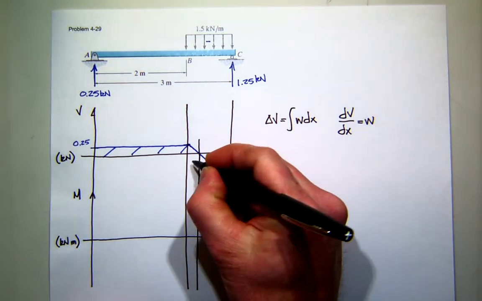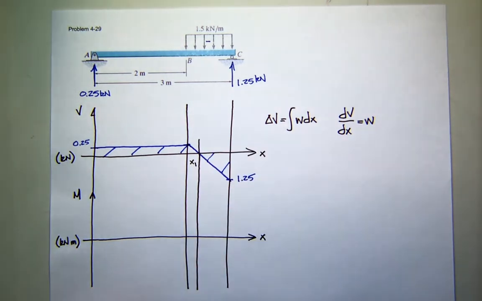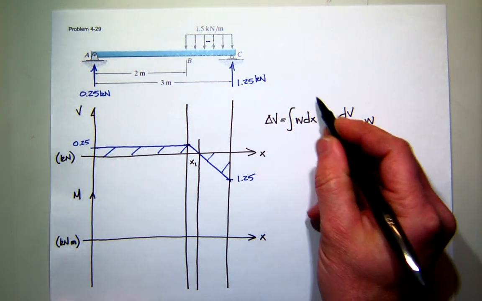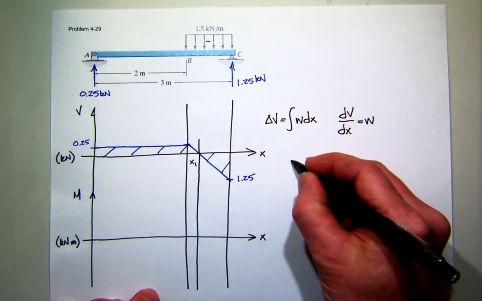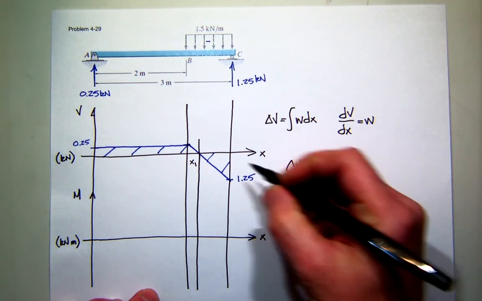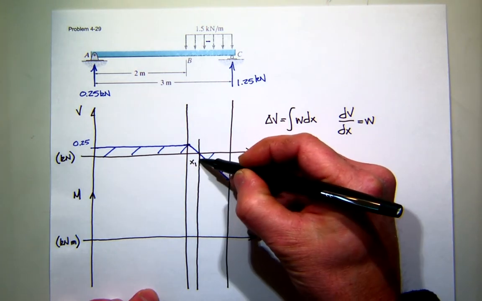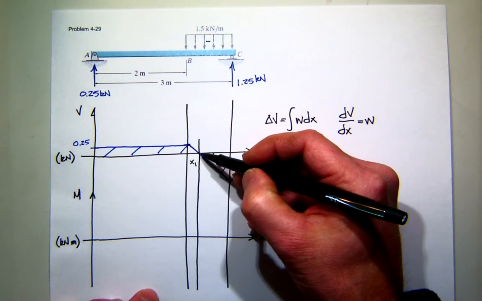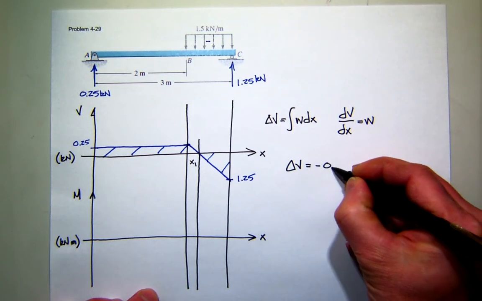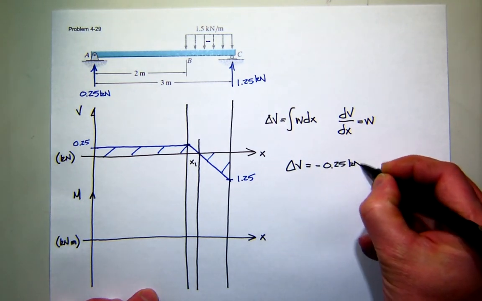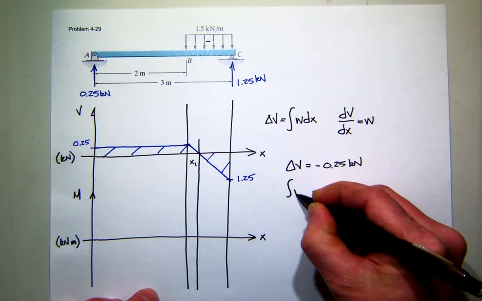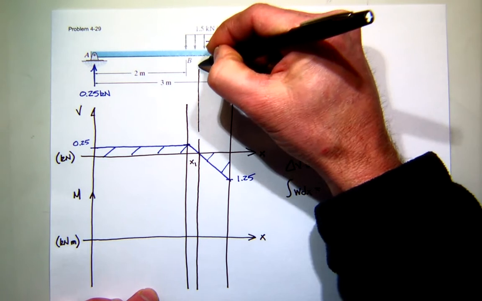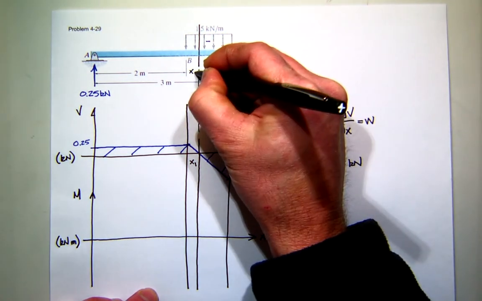So I'm going to call this distance x1. So what is x1? Okay, let's use our relationship right here. It says the change in shear between 2 points. Which 2 points are we interested in? What's the change in shear between this point and this point? The shear starts at 0.25 and goes to 0, so that's a change in shear of minus 0.25 kilonewtons. Simultaneously, what's the area under the load curve in the same position? So if I project this back up, this is now my x1.